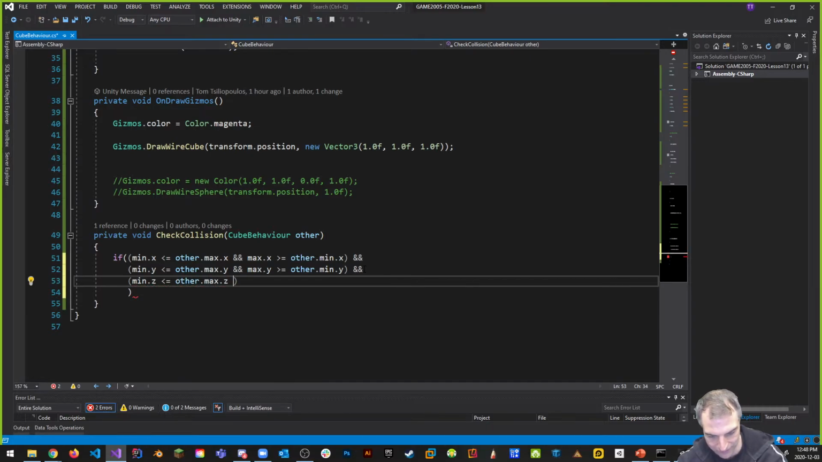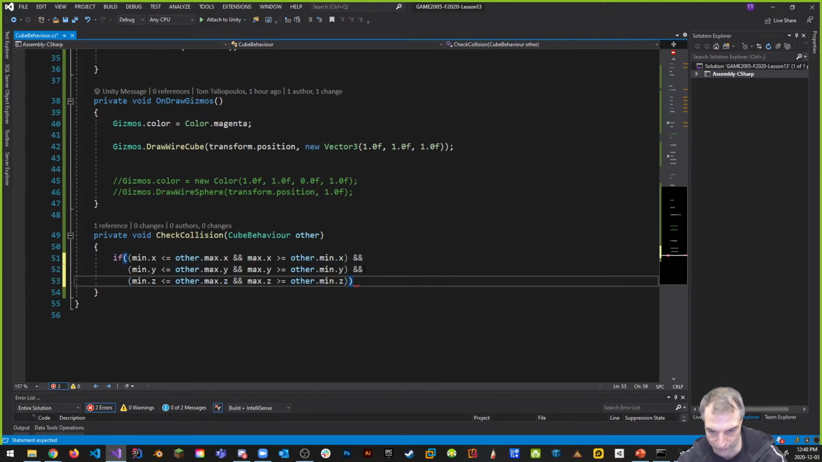You see where I'm going with this? The same thing over and over again. And max dot z is greater than or equal to other dot min dot z, if I can spell other properly. And this is the check, guys. I'll put this up on GitHub later for you.